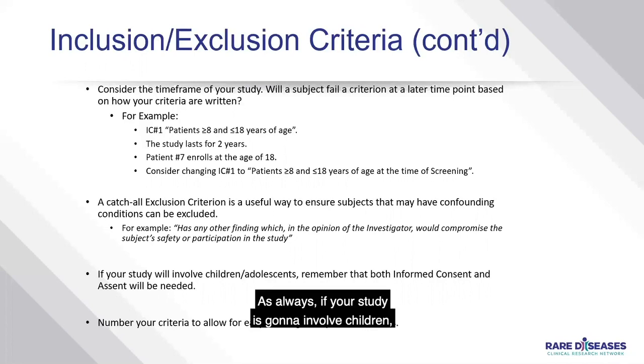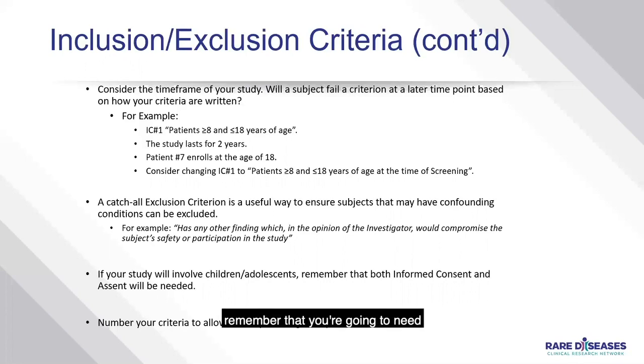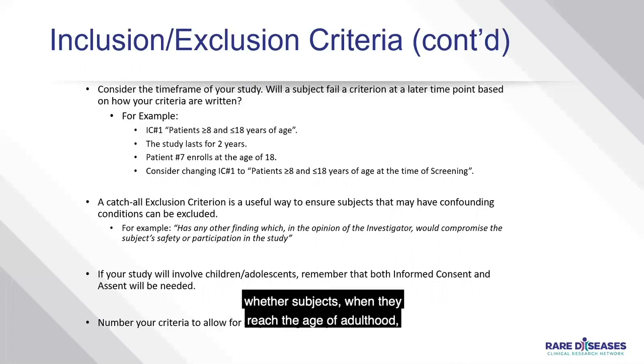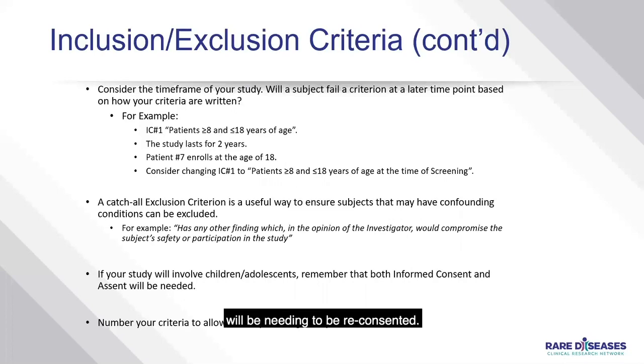As always, if your study is going to involve children, which many of yours do, remember that you're going to need both informed consent and assent. And that also means you need to consider whether subjects, when they reach the age of adulthood, will need to be reconsented.